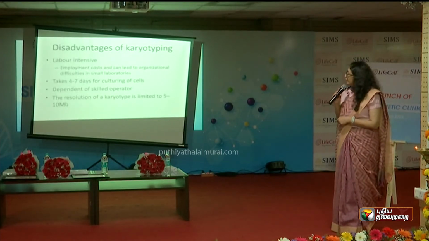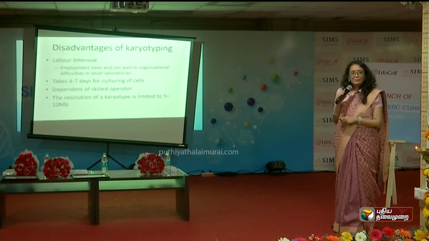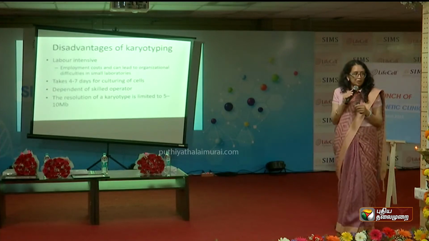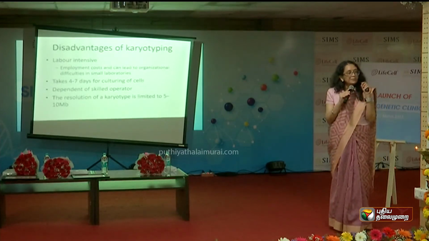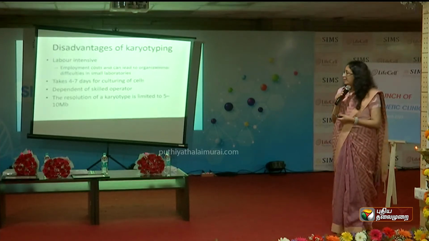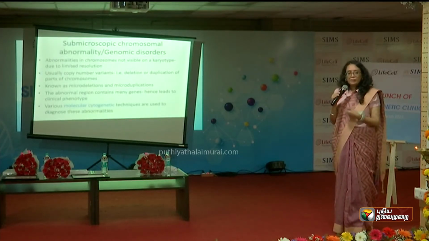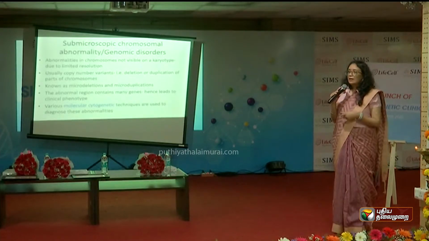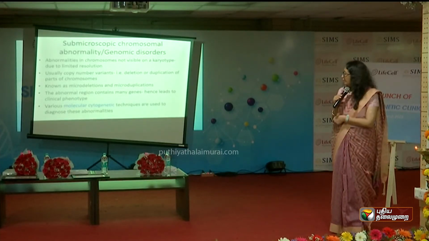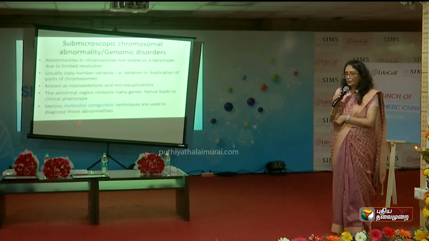Next slide. But karyotype has some problems. It takes time to do a karyotype, and karyotype has a limited resolution. So those structural problems, sometimes if they are very, very tiny, we will not see in karyotype. Next slide. So then we have to do some other tests in such cases to look for these tiny problems in chromosomes. So these tests are overall called molecular cytogenetic tests.